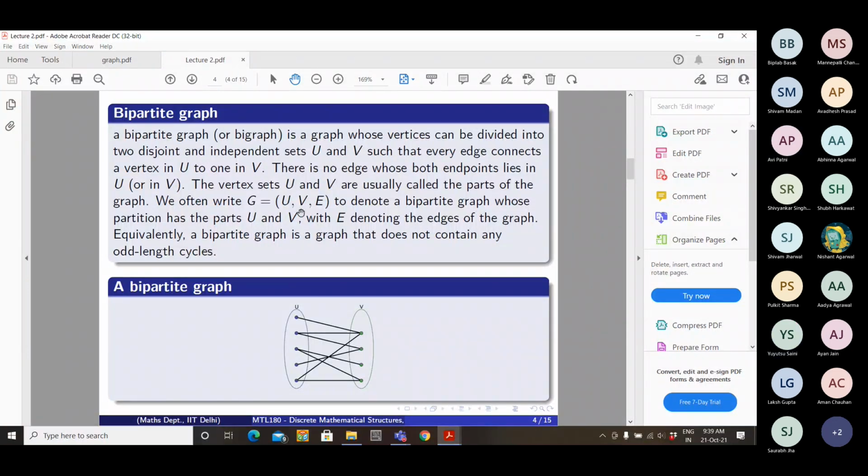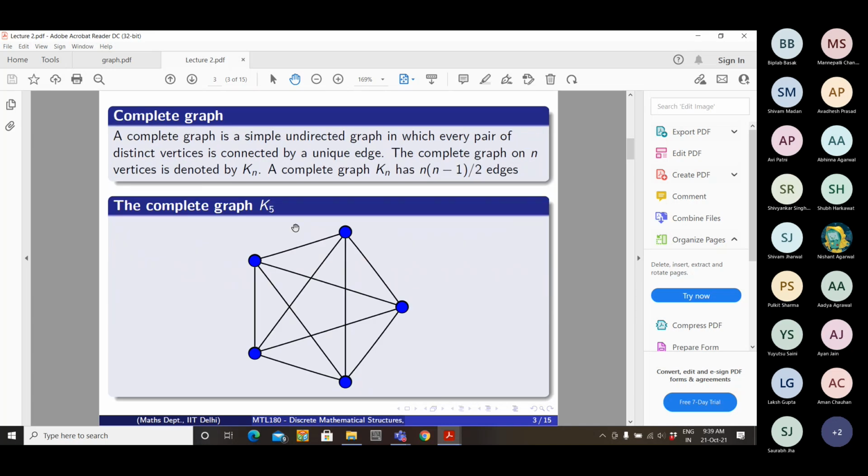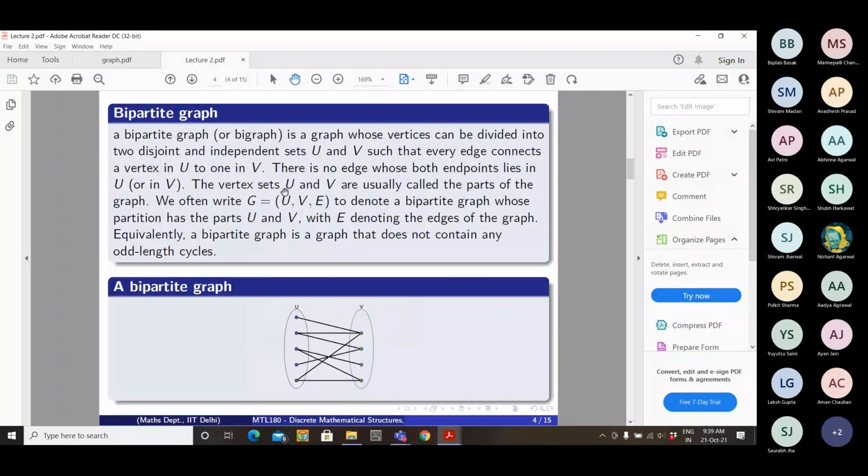Okay, if it is clear, now let's look at the complete bipartite graph. Earlier we have seen a complete graph, where any pair of vertices is connected by an edge, right? And here, what do you mean by complete bipartite graph? Can anyone tell me? What do you mean by complete here? Sir, maybe it could be that every vertex in set U is connected to each of the vertices in set V.